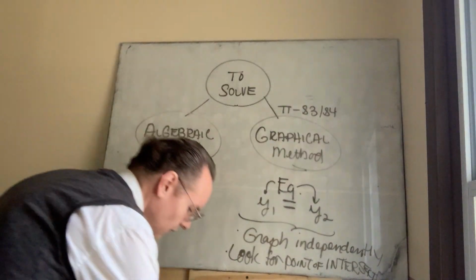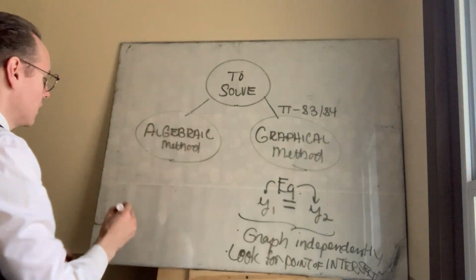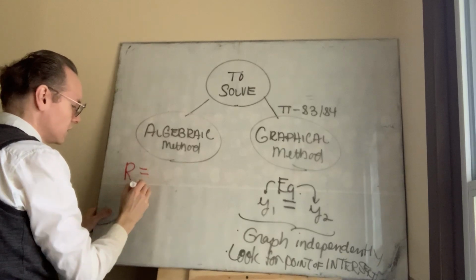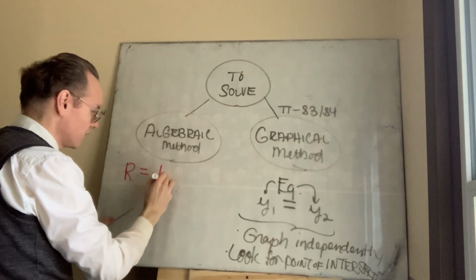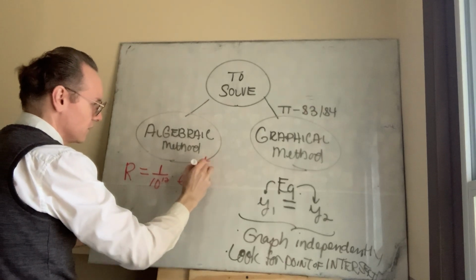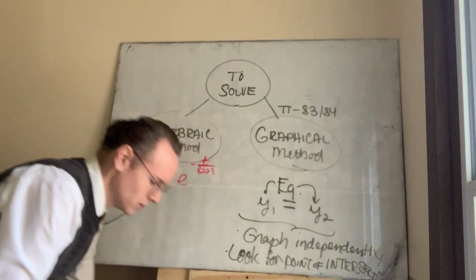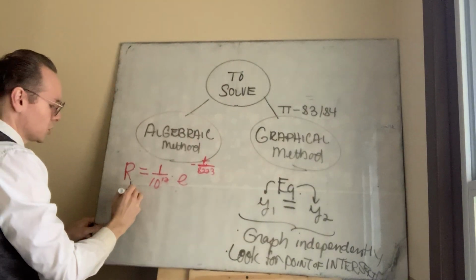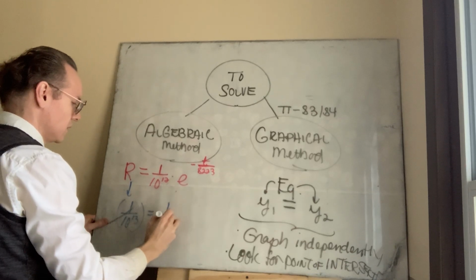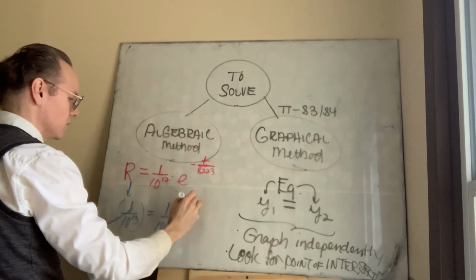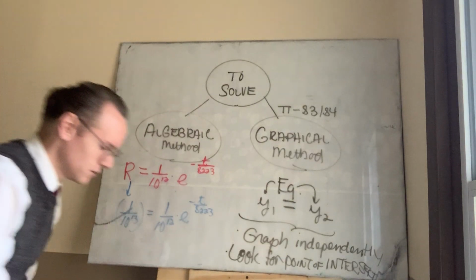Here's what I mean. If this was our equation to start with, R equals 1 over 10 to the 12th times e to the negative t over 8,223. And then I substituted this much. I put 1 over 10 to the 13th in here. This is still all of the same information. What you would do is a couple of things.